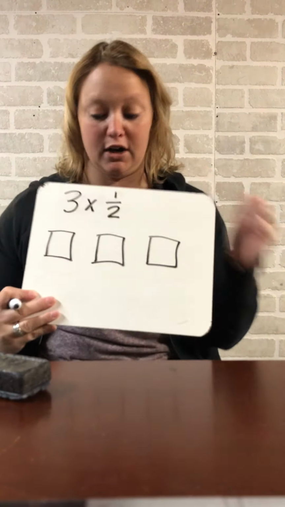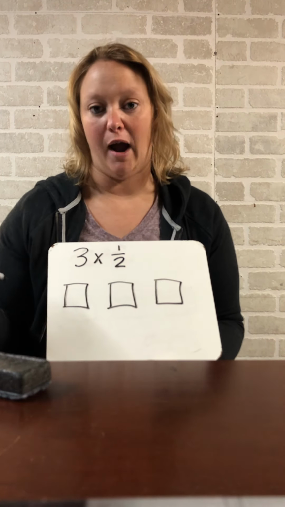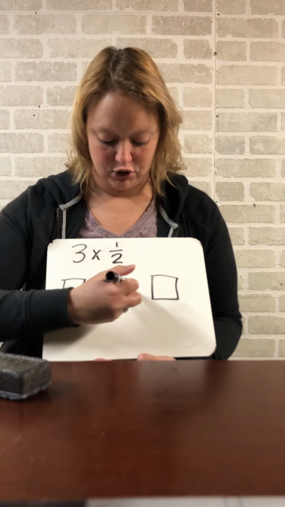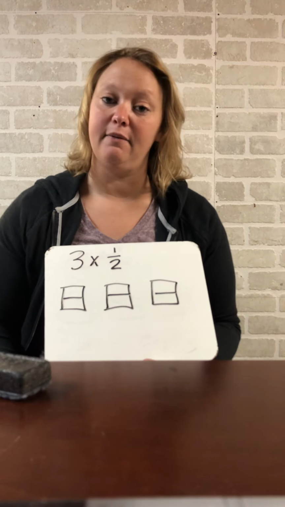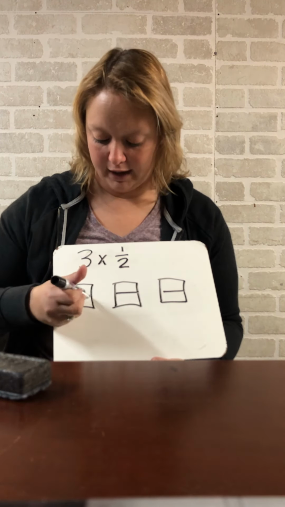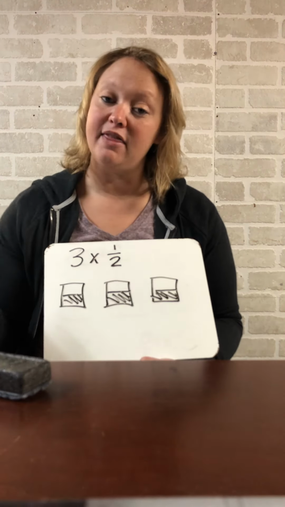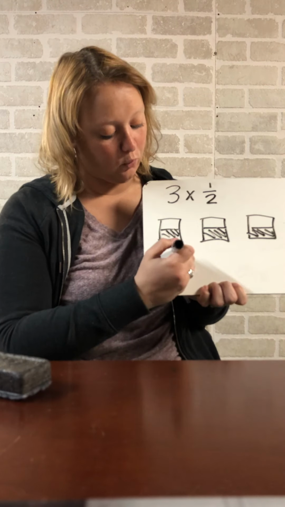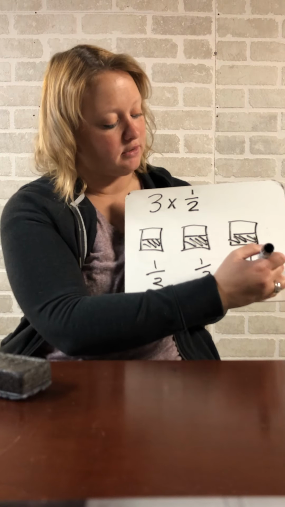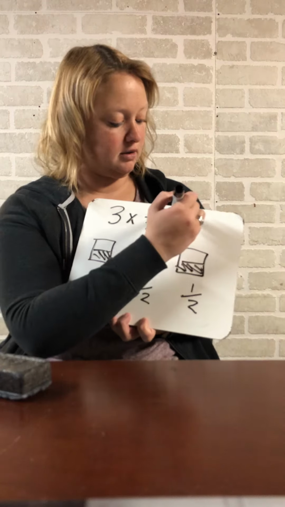So I'm going to draw 3 squares, so that's my whole number. Then I'm going to divide each square into whatever fraction it is. So this one's a half. So I'm going to take each square and divide it into 2 parts. Then I'm going to shade in one of the halves. So 1/2 here, 1/2 here, and 1/2 here. And then I'm going to add them together. So if this is 1/2 plus 1/2 plus 1/2, 2 halves is a whole, so my answer is 1 and 1/2.